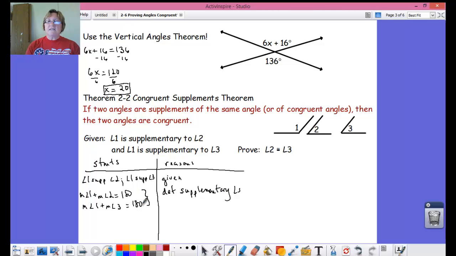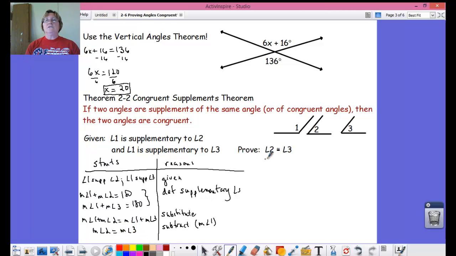Now I see this is where it starts looking like the previous one. So to remember what we did next, we have two things that are equal to 180. We're going to substitute. We're going to say, okay, if they both equal 180, then they've got to equal each other. So the measure of angle 1 plus the measure of angle 2 is equal to the measure of angle 1 plus the measure of angle 3. And just like in our previous proof, we've got an angle whose measure is on both sides of an equation. We're going to subtract the measure of angle 1. That's going to leave us with the measure of angle 2 equaling the measure of angle 3.